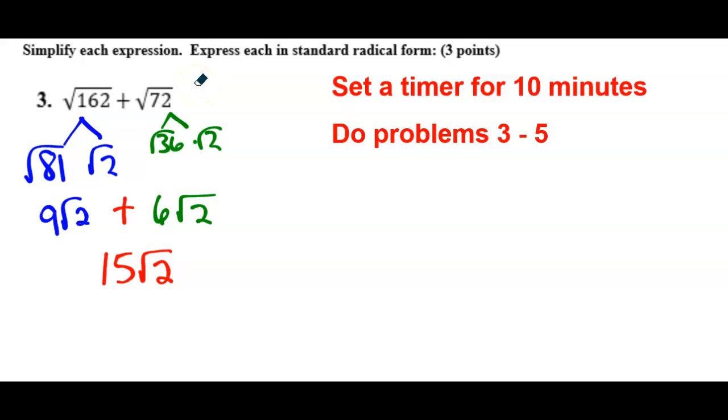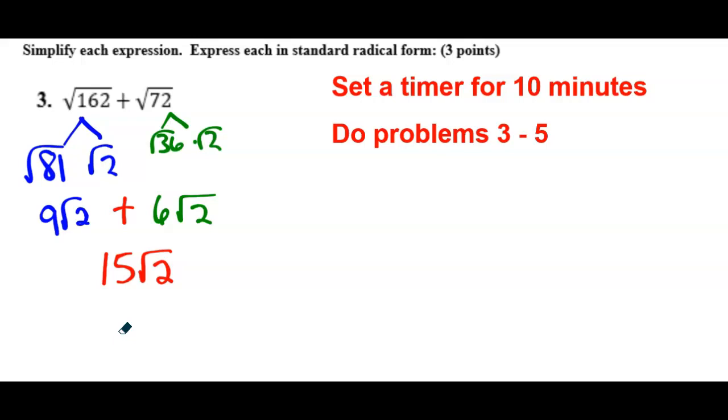72 is the perfect square 36 times the square root of 2. I can take my 6 out because that's a perfect square. My square root of 2 stays underneath. Now I can add them together to get 15.